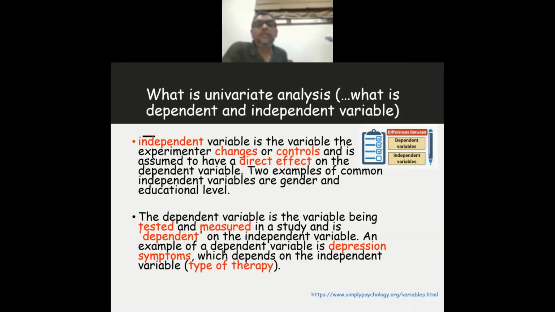What is univariate analysis? When we talk about univariate analysis, we have to refer back to our independent and dependent variable. As I explained to you, independent variable is a variable that changes. Examples of common independent variables are gender. So you can control them or you can change them. Now let's see the dependent. Dependent is like this: depression. Dependent variable is depression. The independent is type of therapy.